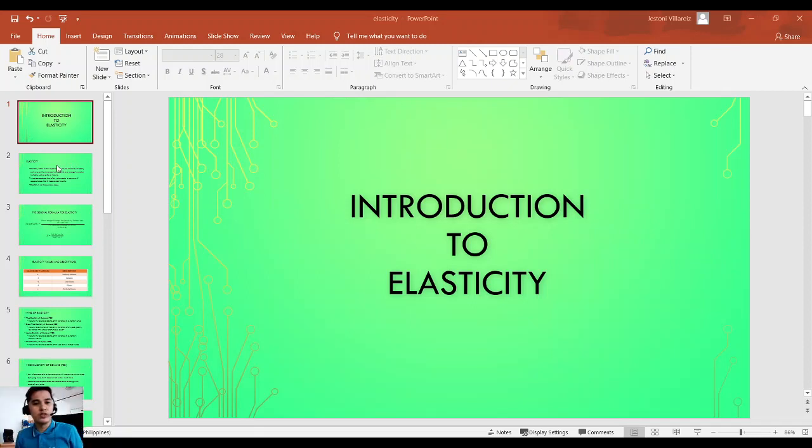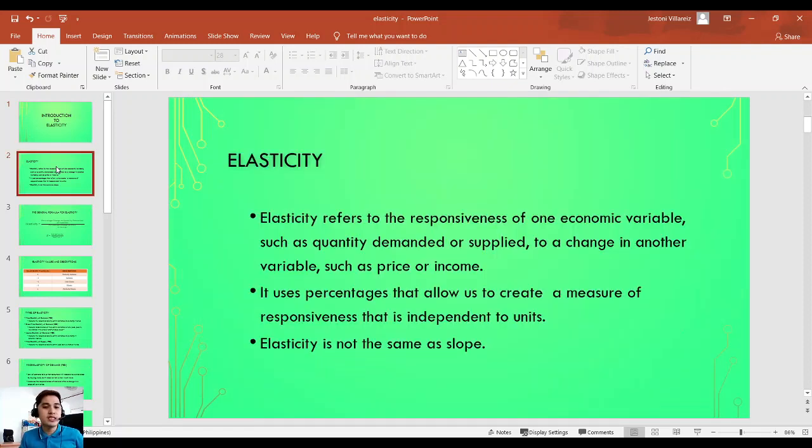Okay, so again, this is about elasticity. Now, when we say elasticity in economics, it refers to the responsiveness of one variable to a change of another variable, right? So it's different from slope, because when we say slope, it talks about the change of one variable with respect to another variable. So mura siya og kung sa calculus pa rin siya derivative.